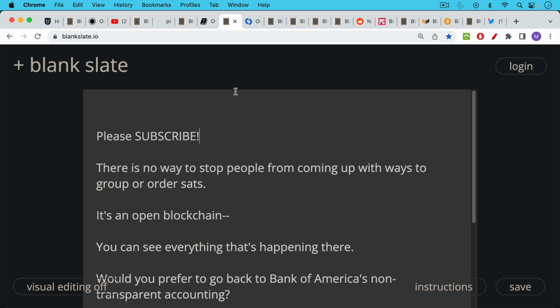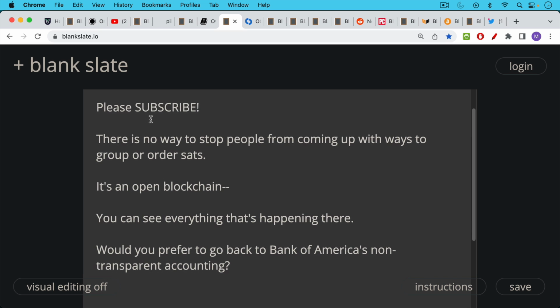So the conclusion here when it comes to ordinals, which is both the name of the project and a mathematical concept of ordering things, there's no way to stop people from coming up with ways to group or order satoshis. It's an open blockchain. You can see everything that's happening there, which is the whole point of the transparency, because we can audit it, we can make sure that there haven't been double spends, and we can make sure that there's no cheating involved. And this is the nice thing about an open blockchain, but open blockchains, of course, come with trade-offs. And one of the problems with it is everyone can see everything that's going on there.